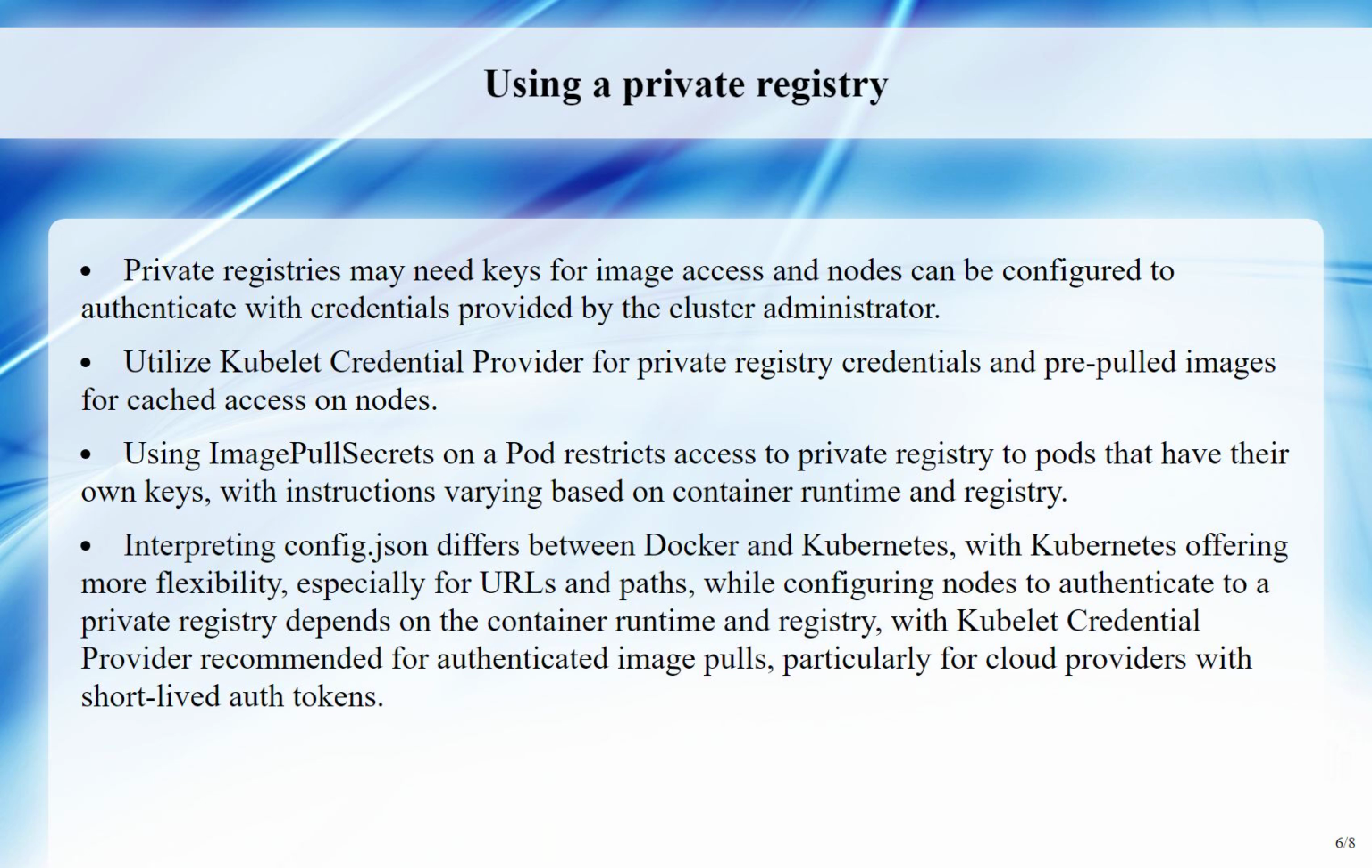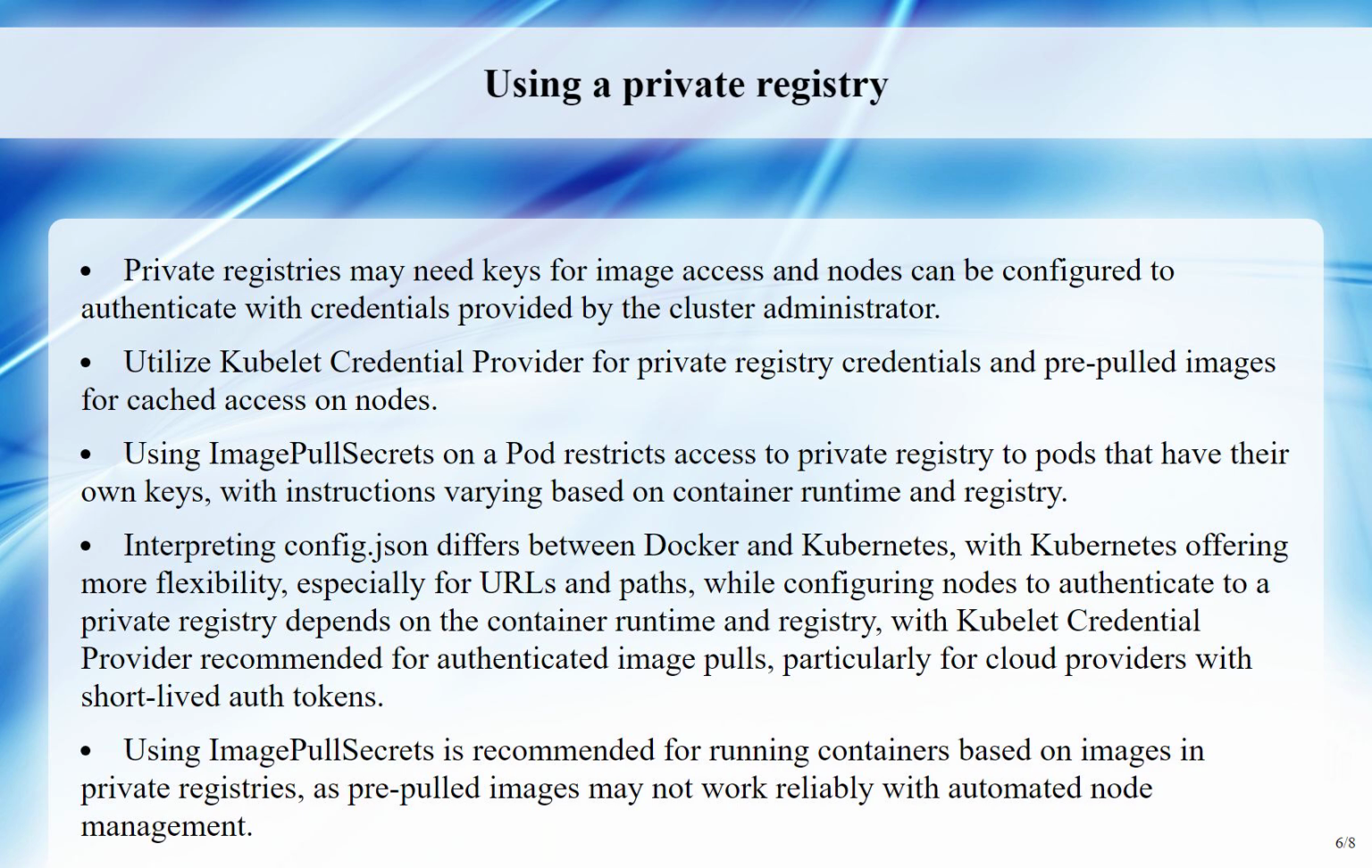The interpretation of config.json can vary between Docker and Kubernetes, with Kubernetes allowing more flexibility in specifying URLs and paths. Configuring nodes to authenticate to a private registry can vary depending on the container runtime and registry being used, with specific instructions provided in the solution's documentation. The Kubelet credential provider is recommended for authenticated image pulls, particularly for cloud providers with short-lived auth tokens. Pre-pulled images can be used if node configuration can be controlled, but may not work reliably if nodes are managed automatically by a cloud provider.